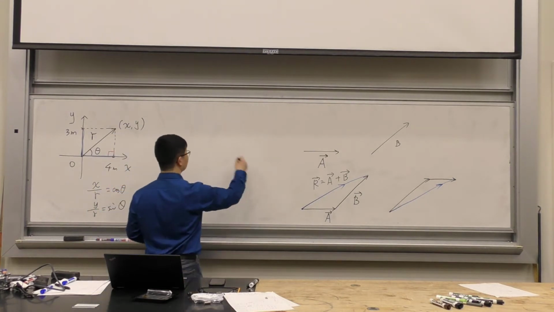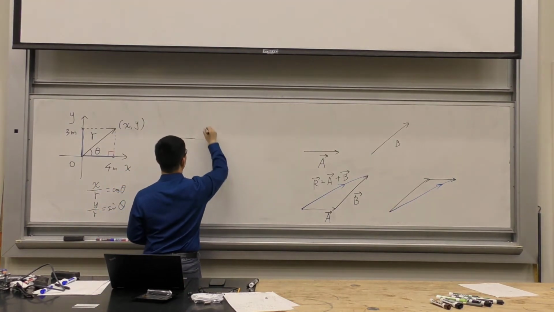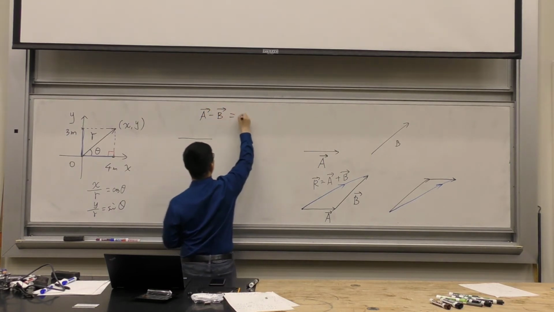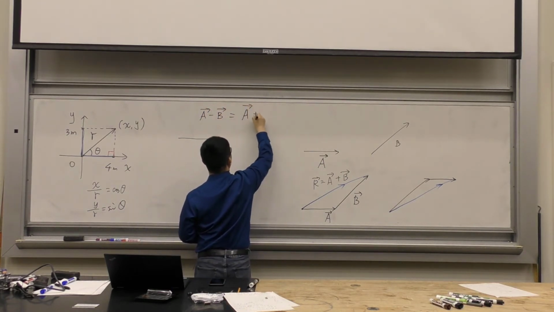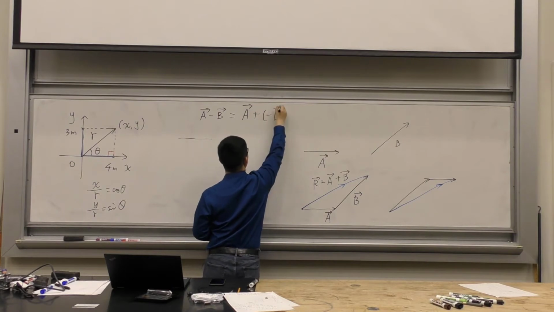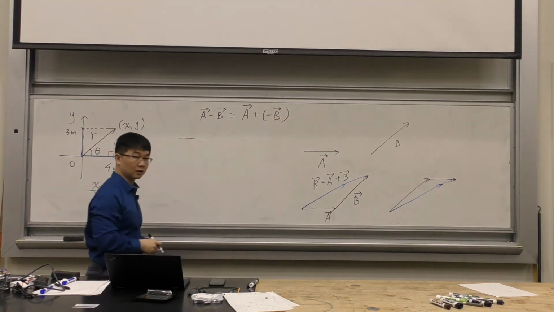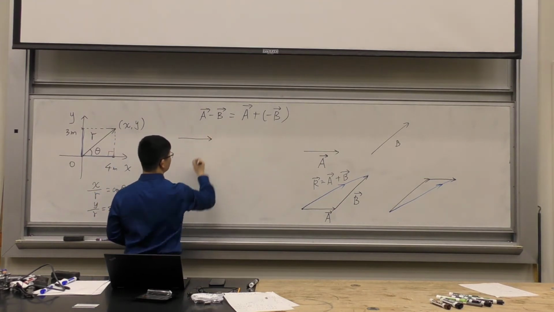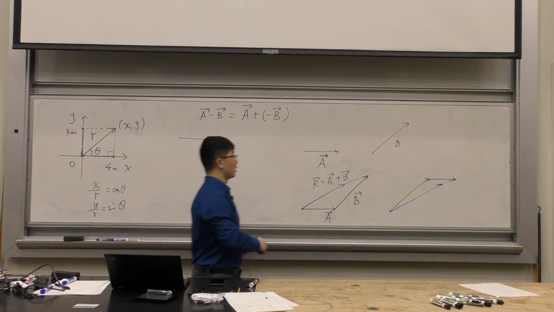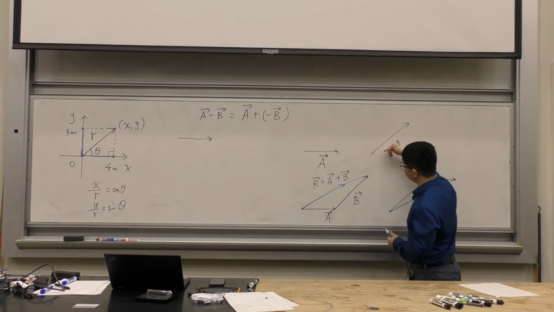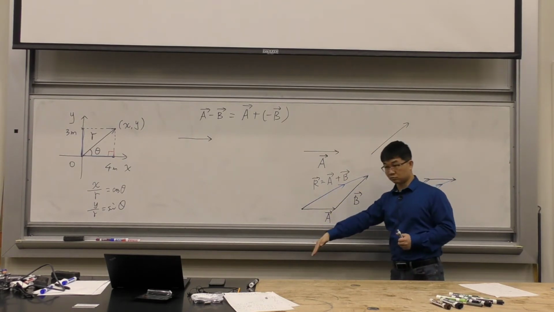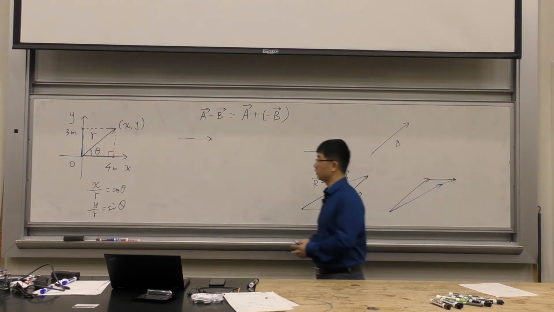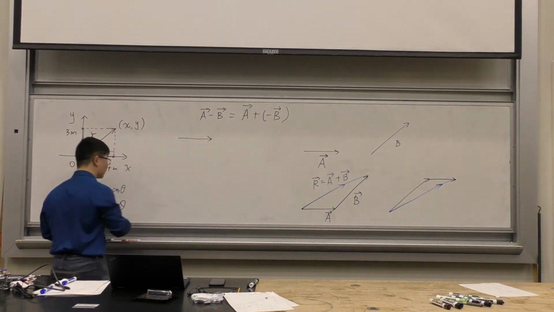So if I have A and B like that, and I want to find A minus B, all I need to do is A plus another vector I call negative B. And how do you draw negative B? Negative B is defined as a vector with the same length as B but in the opposite direction. That's intuitive, that's how you make a negative vector.